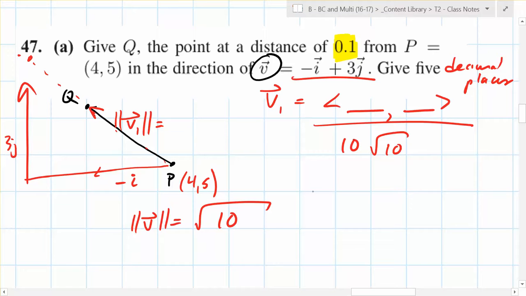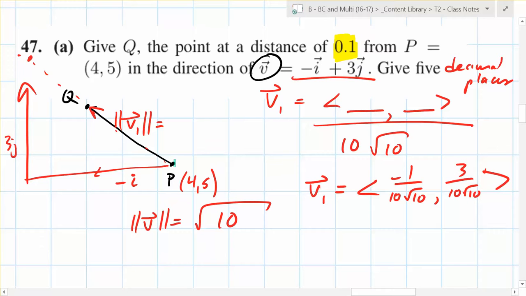So what are those components going to be? V1, the vector you want to add to P, is going to be -1 over 10 root 10, comma what? 5 plus 3 over... this is just the vector, someone, not the final point. 3 over 10 root 10. So are you okay with what we just did? If not, ask questions right now. That vector V1 is the displacement from P to Q, the displacement vector. Are you okay so far?